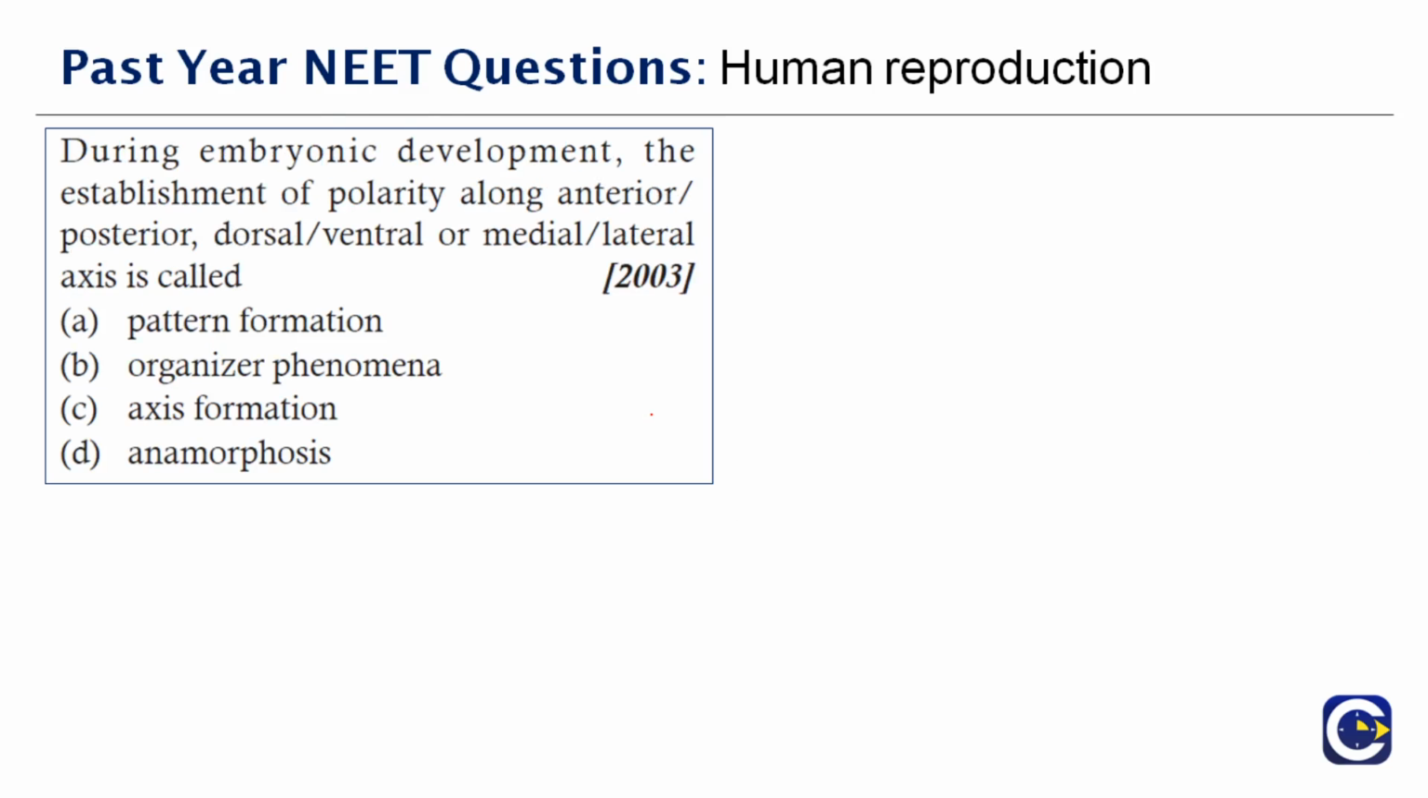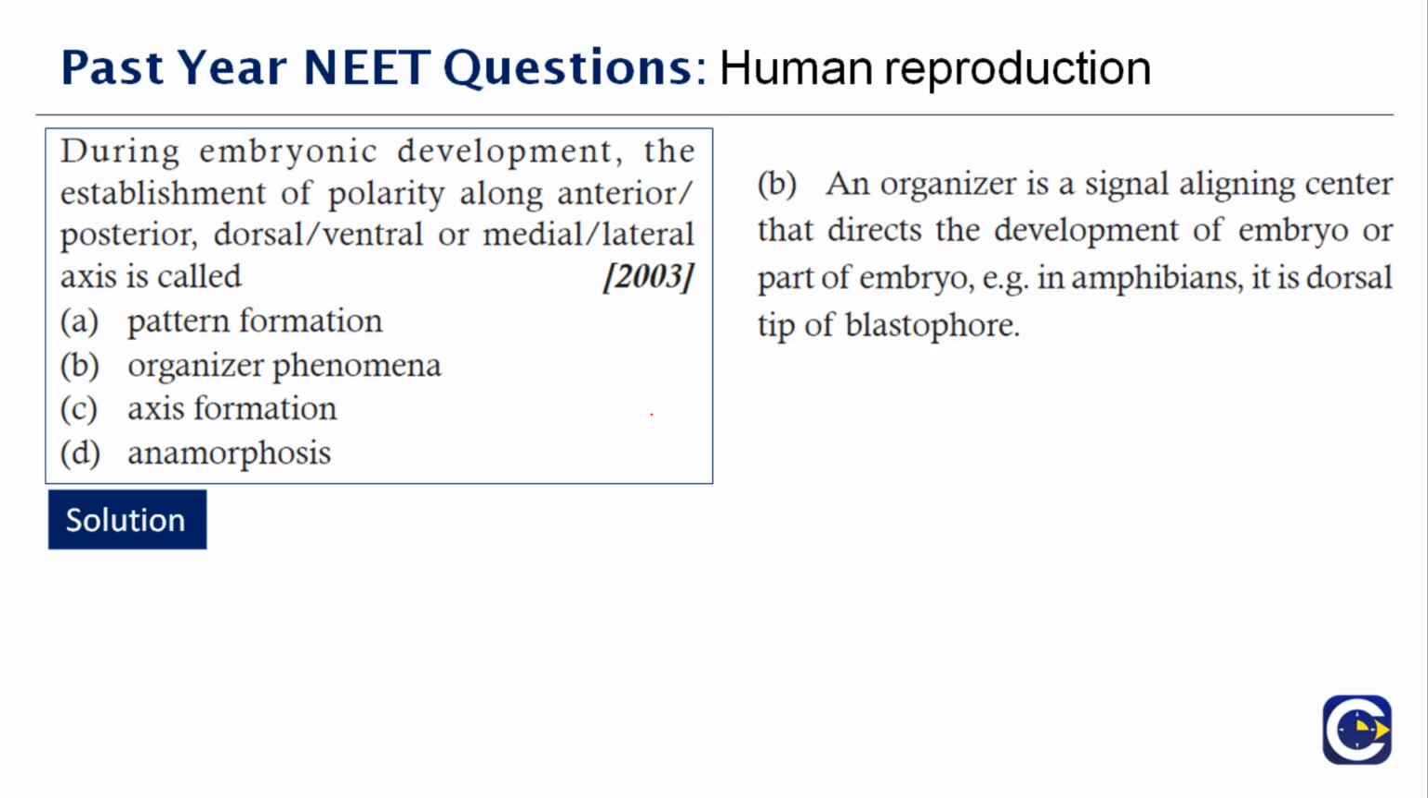Next question here. During embryonic development, the establishment of polarity along anterior, posterior, dorsal, ventral or medial lateral axis is called as dash. They've mentioned everything here. Anterior, posterior, dorsal, ventral. So together you can call it organizer phenomena. An organizer is a signaling center that directs the development of the embryo. So it can be any part, any side, any direction. The right answer is simply called organizer phenomena.